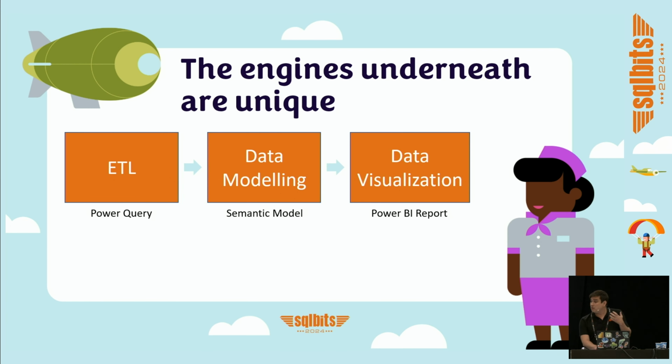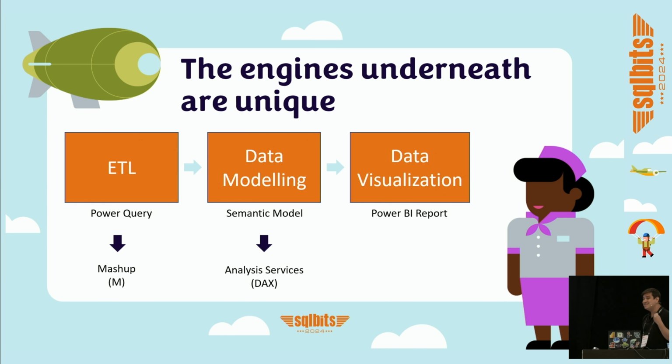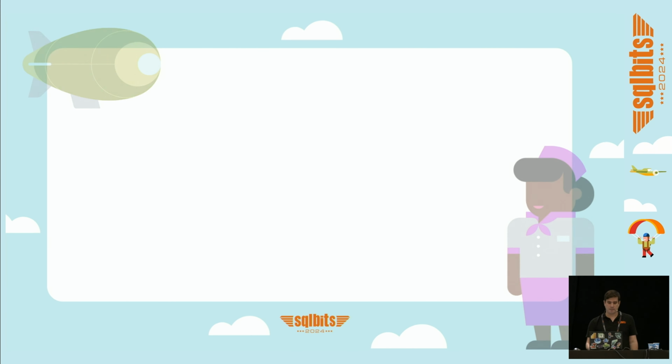When you talk about the engines, there are several. When you talk about Power Query, there's a mashup engine that runs the M language. When you talk about the semantic model, the engine is Analysis Services that runs DAX queries. And when you talk about the data visualization, I don't think they have an official name for that, but that's the interactive part of the report in the Power BI solution.